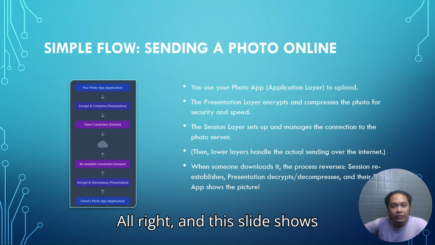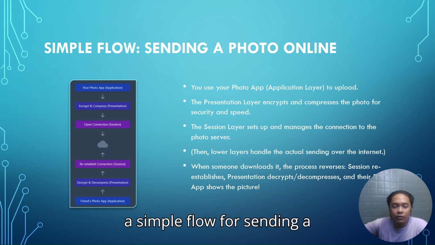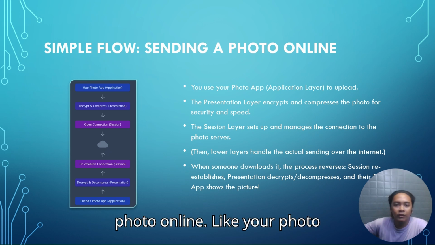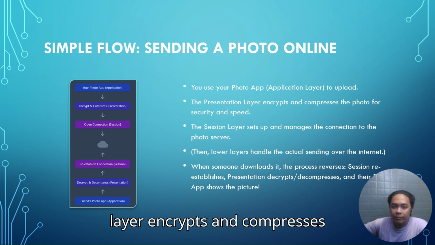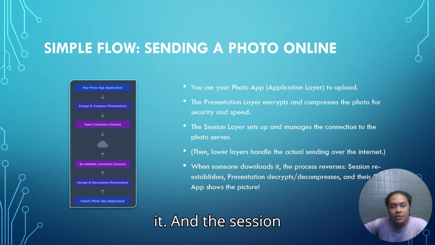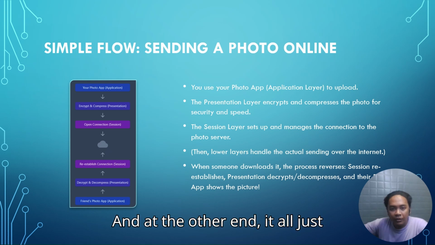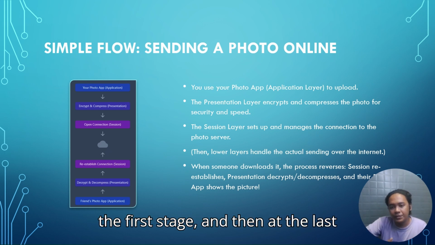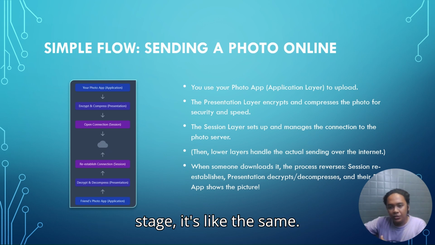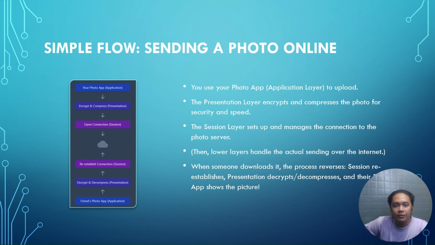All right. And this slide shows a simple flow for sending a photo online. Your photo app loads it, the presentation layer encrypts and compresses it, and the session layer opens the connection. And at the other end, it all just reverses back, like how it does on the first stage, and then at the last stage, it's the same. That's how it works.